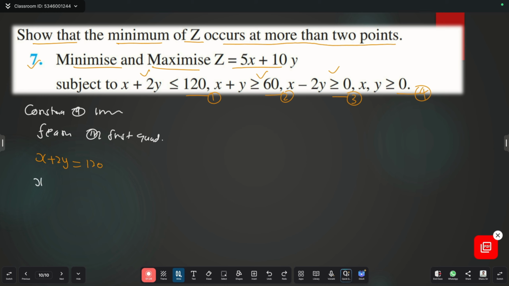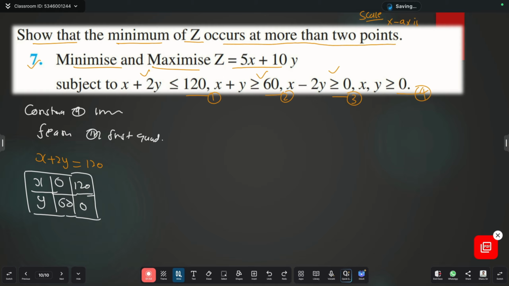So we will do this: x here, y here. If x is 0, then y is 60, correct? If y is 0, then x is 120. So here we are getting very large numbers, so we can give a scale. On the x-axis, x-axis scale is 1 centimeter equals 10 units. Y-axis scale is 1 centimeter equals 10 units. Okay, scaling is done.